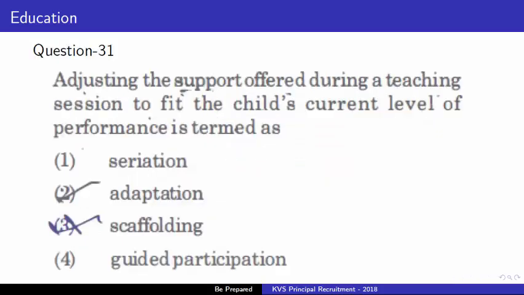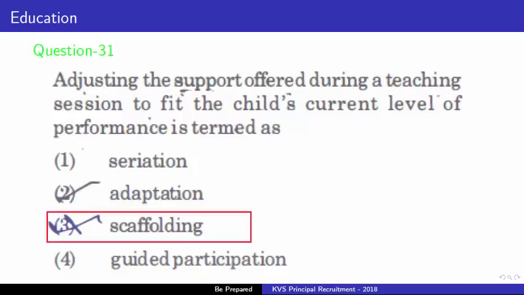Next, 31st question is, adjusting the support offered during a teaching session to fit the child's current level of performance is termed as, options are number 1, seriation, second option adaptation, third option is scaffolding, and the last option is guided participation. Correct answer is option third, that is scaffolding.